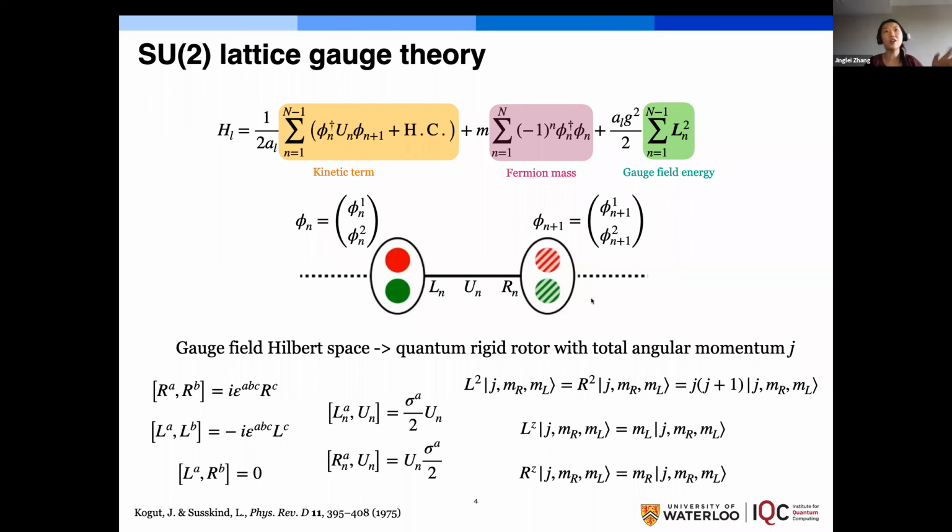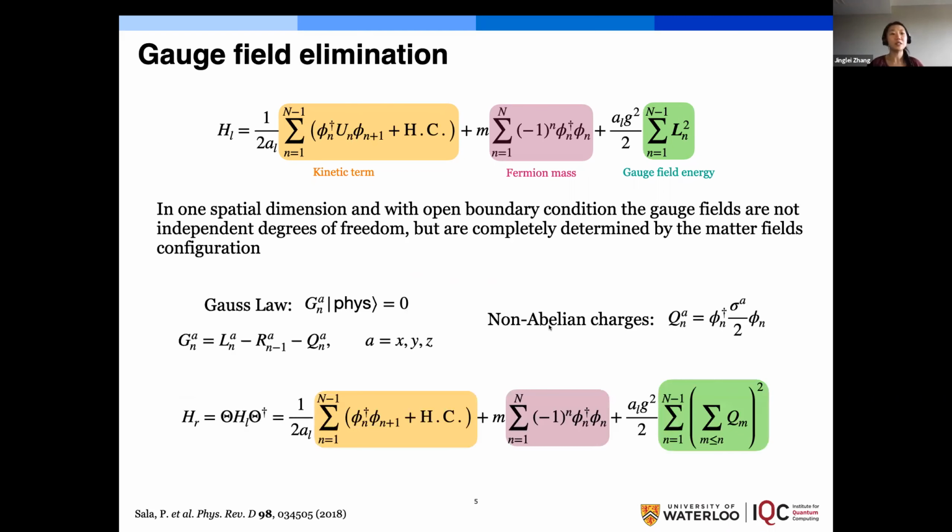Okay. But this you can forget immediately about, because as I said, we are going to simplify the model as much as possible in order to simulate it. And the first step that we go through in order to simulate it is to eliminate the gauge field. So this is possible in general for every gauge field, as long as you're in one spatial dimension and you have open boundary conditions.